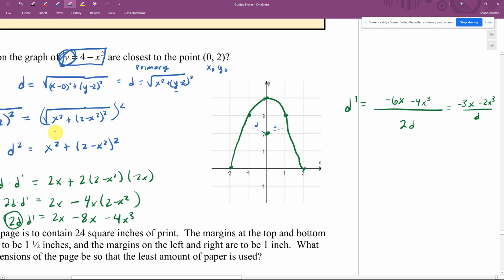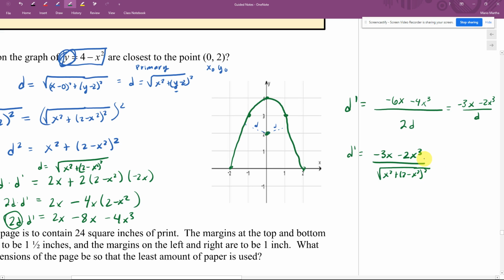And again, d is the square root of x squared plus 2 minus x squared quantity squared. So I'm just going to resubstitute that. So d prime is equal to negative 3x minus 2x cubed all over the square root of x squared plus 2 minus x squared quantity squared.